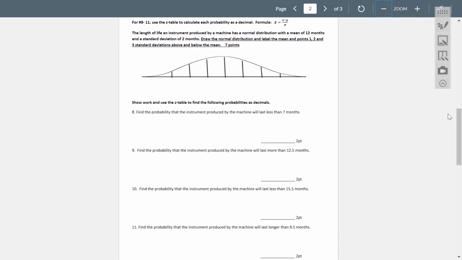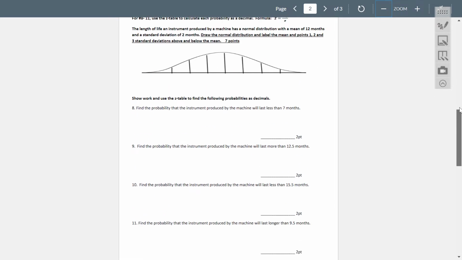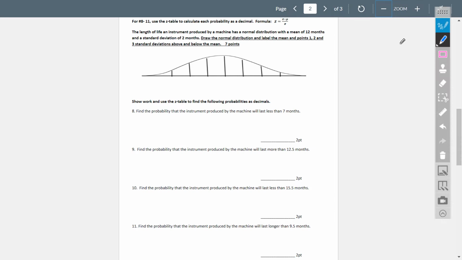Okay, for our next one here, we are supposed to be using the z-tables. So we have to calculate everything using the z-table. We still are supposed to label it. So we have 12 months as the mean, standard deviation is 2 months, so 14, 16, 18, 10, 8, 6.